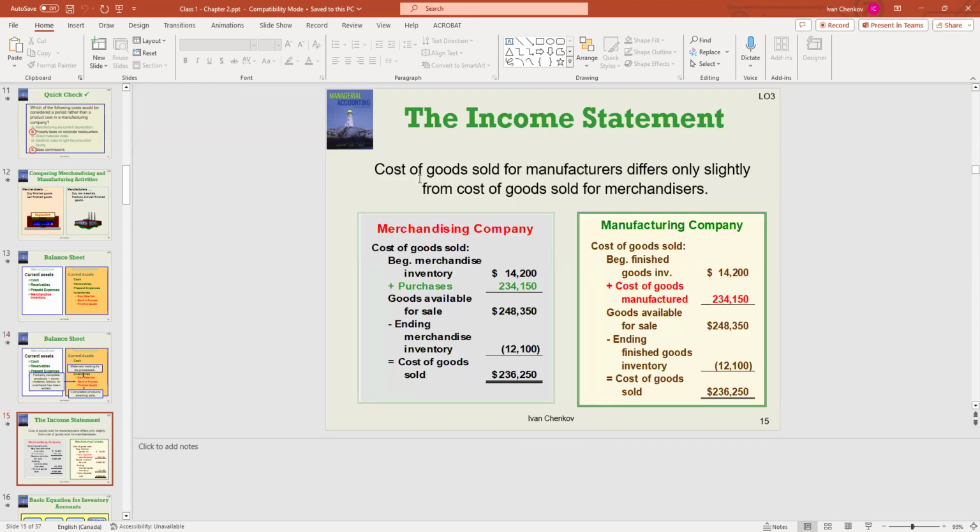Okay, so for a manufacturing company, how are we going to get the cost of goods sold? Same idea as a merchandising company. We're going to get the beginning balance of the finished goods account in this case. We're going to see how much is the cost of the goods that we manufactured, because in this case, we're not going to purchase them. We're going to manufacture them, but they're coming with a cost. That's going to give us how much we have available for sale. Once we deduct the ending balance, we're going to get cost of goods sold.